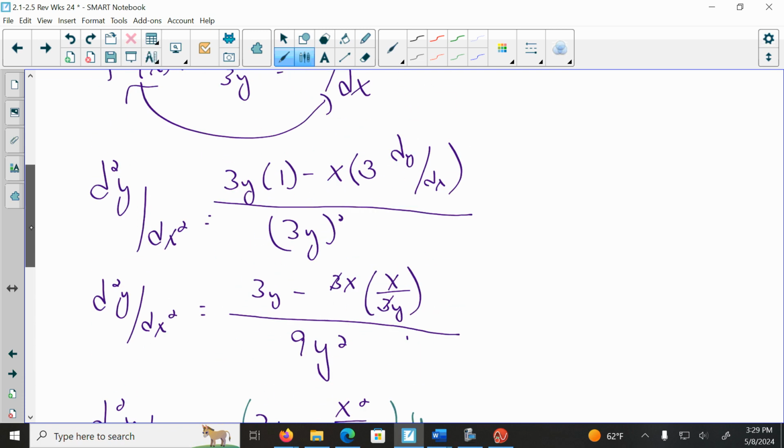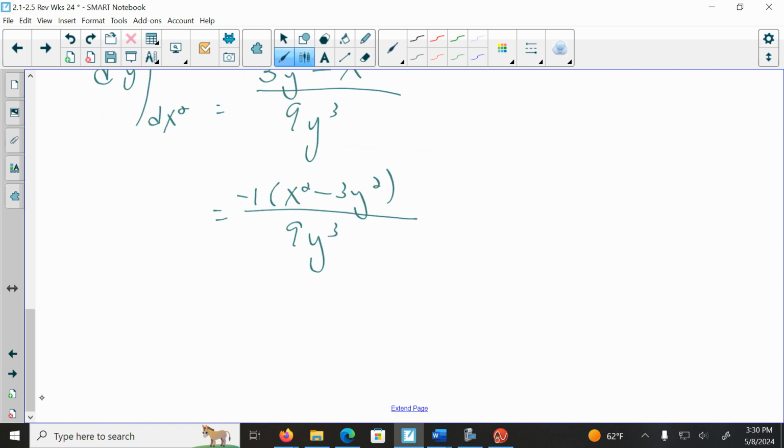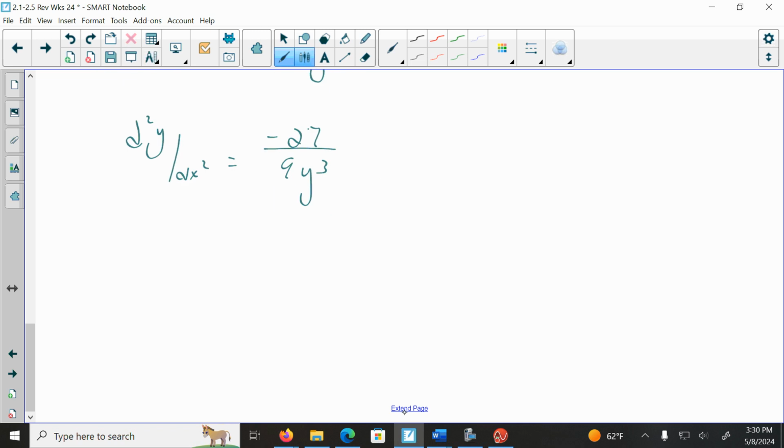Then that is equal to 27, so I'm going to put 27 in for that, so it's going to end up being a negative 27 over 9y cubed. This is still my second derivative, but then of course I'm going to simplify the negative 27 and 9, so negative 3 over y cubed will be my final answer. That's a lot of fun.